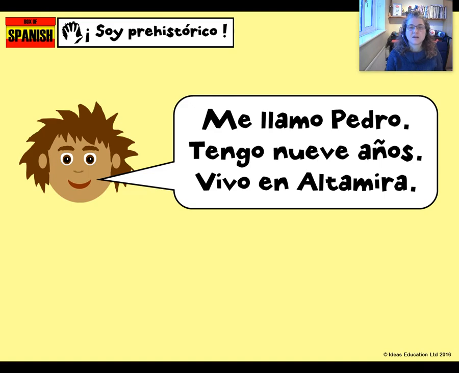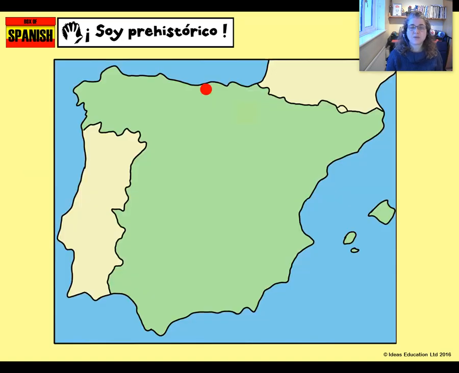Then he said, vivo en Altamira. Can you remember what that was? That's right, I live in Altamira. And we had a look at a map, didn't we, to see where Altamira is. It's on the north coast of Spain, which is the green bit, because the brown bits are France in the north and Portugal in the west. The red dot shows where Altamira is.